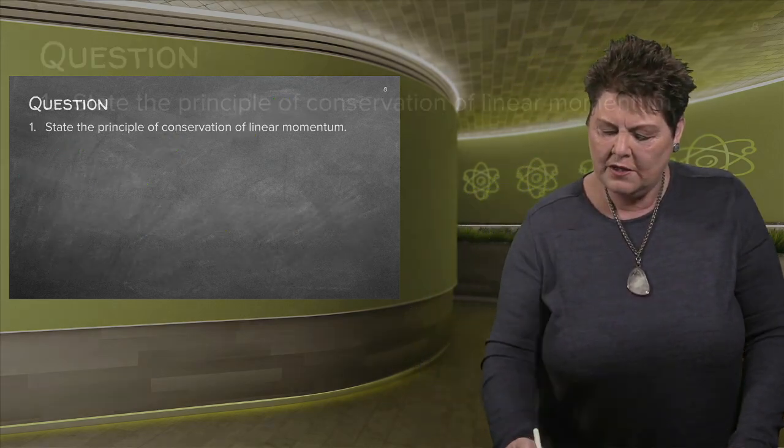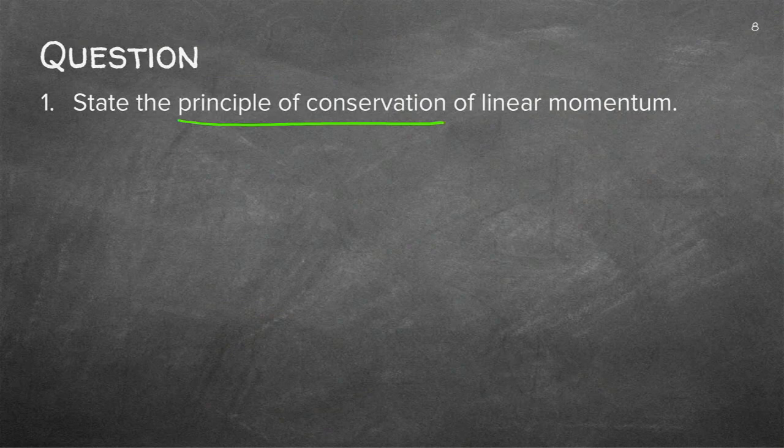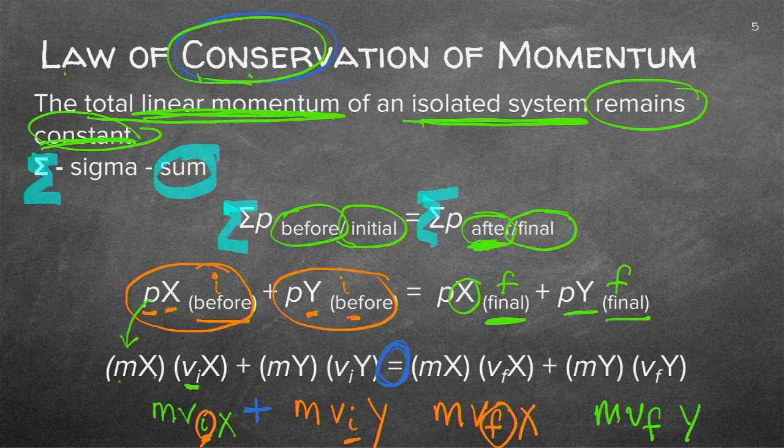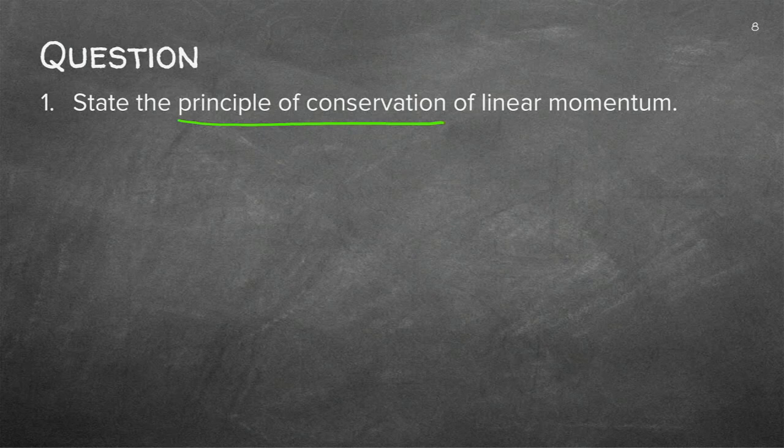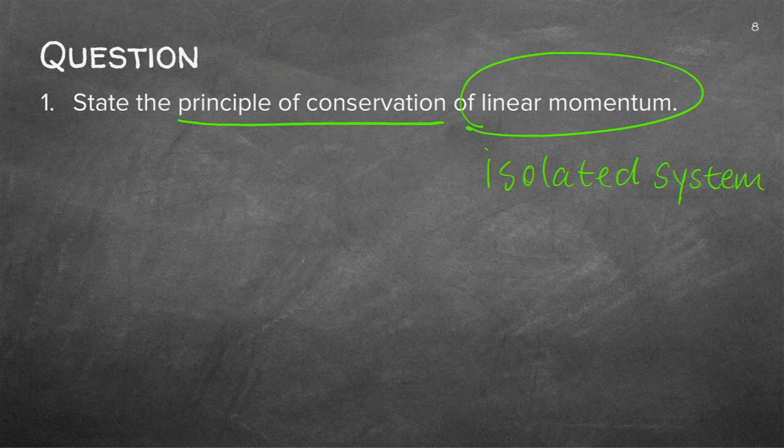Let's do the question. The principle of conservation of linear momentum, if we go back to our first explanation there: linear momentum in an isolated system remains constant. So remember, it's linear momentum in an isolated system. These are the words that you have to have in your definition, and your answer will remain constant. I sure will give you full marks for that answer.